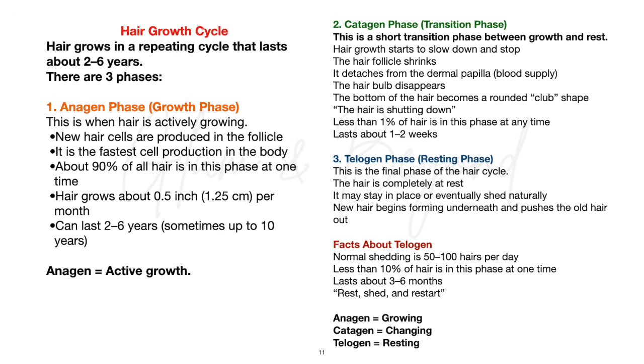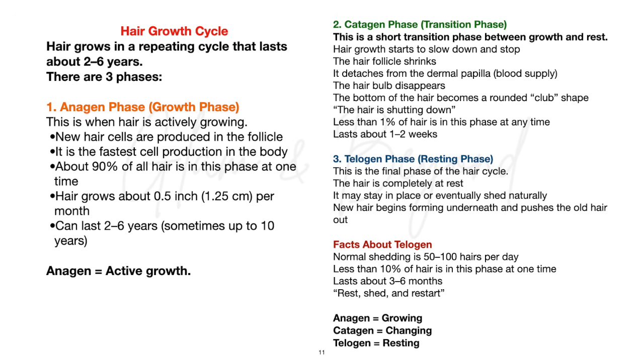The third phase is the telogen phase. We call it the resting phase. This is the final phase of the hair cycle. The hair is completely at rest. It may stay in place or eventually shed naturally. New hair begins forming underneath and pushes the old hair out.